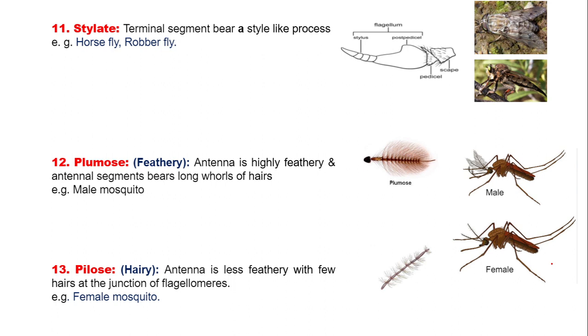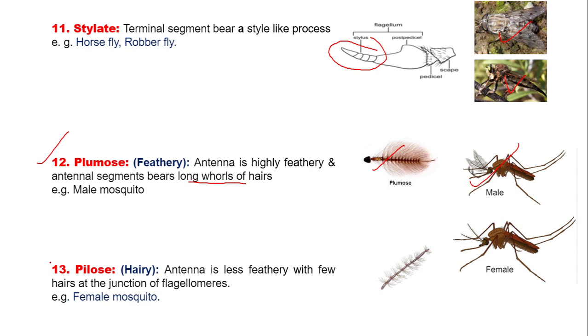Stylate antenna. In this type of antenna, the terminal segment bears a style-like process. That's why we call it stylate antenna. Stylate antenna is found in horsefly and robberfly. Plumose or feathery antenna. Antenna is highly feathery and the antennal segments bear long whorls of hairs. Plumose antenna is found in male mosquito.